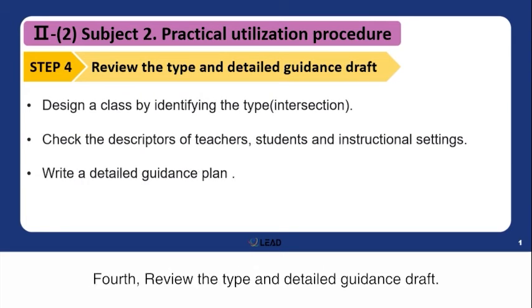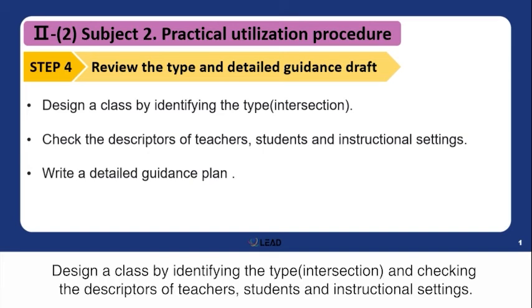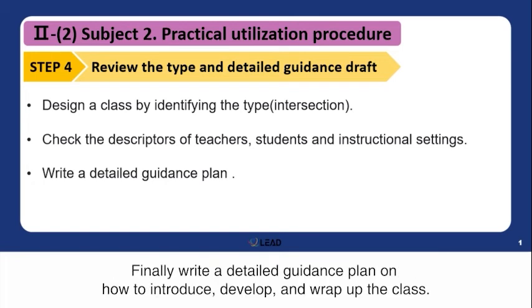Fourth, review the type and detailed guidance draft. When characteristics and levels are determined, you can find their intersection. Design a class by identifying the type, the intersection, and checking the descriptors of teachers, students, and instructional settings. Finally, write the detailed guidance plan on how to introduce, develop, and wrap up the class.